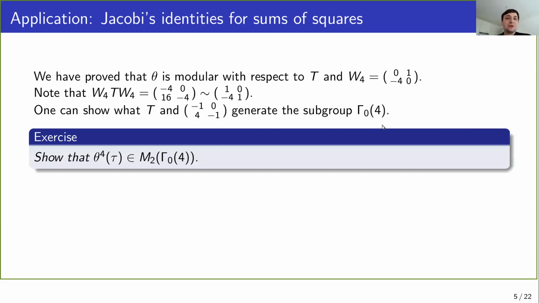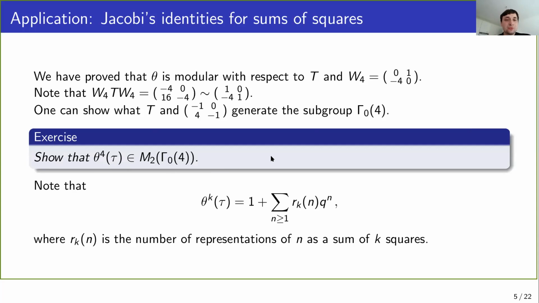Okay, so now we haven't quite proved, I mean, we haven't defined what a modular form of half integral weight is, but if you take a fourth power of theta, then from what I said here, one can prove that it actually is a modular form of weight 2. And I'll leave it as an exercise. So what's interesting is that the powers of theta are generating functions for a somewhat well-known sequence of numbers, which is the number of representations of an integer as a sum of k squares.